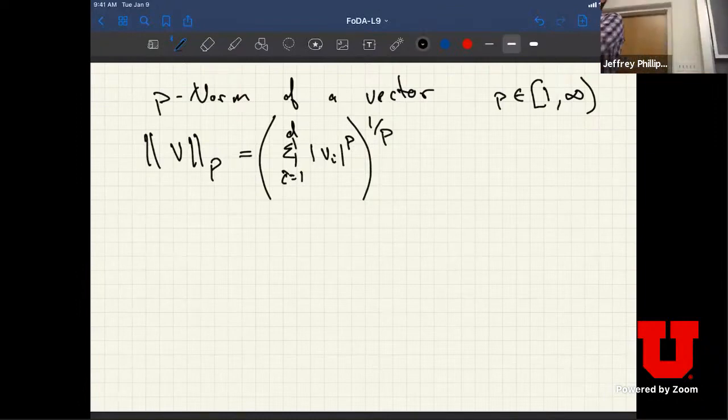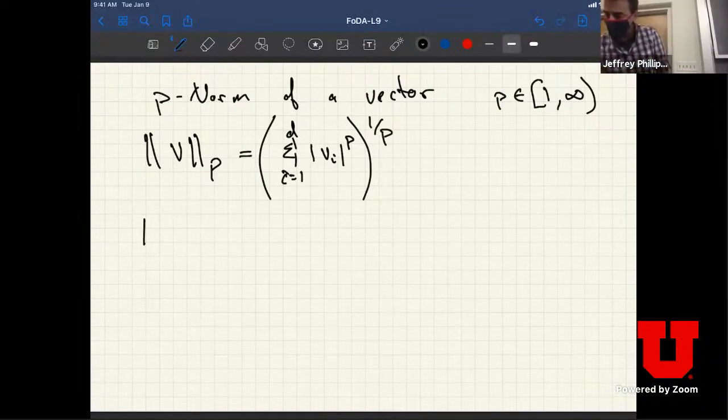If I put the P there, sometimes to be totally clear, I'll write this with the subscript 2 for a vector. But if you don't see the subscript, you should assume that it's going to be a 2 when it's a vector norm. The 2 norm is a very special norm, but these all have nice properties. The 2 norm is the one that measures the straight line distance. There are other norms you can think about.